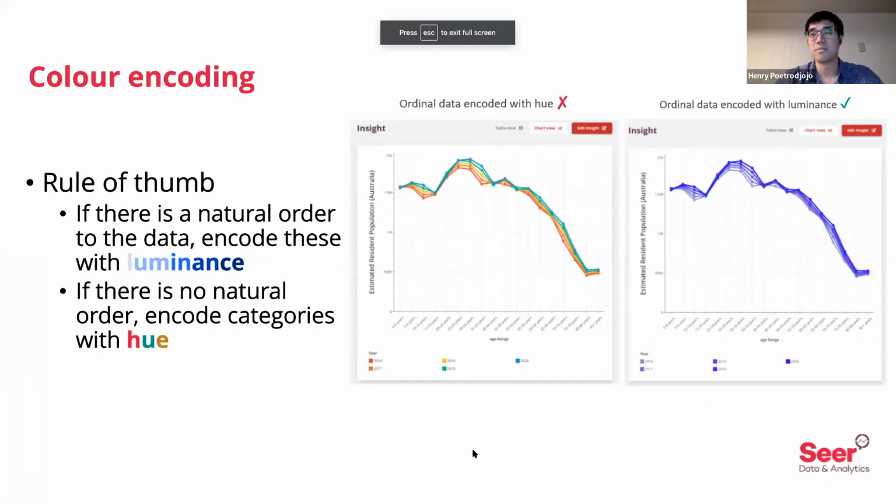So this is just basically the same thing that I showed just now. The general rule of thumb is that if there's a natural order or progression of the data, you should try and encode it with luminance. And that just adds that little bit of extra intuitiveness to it. If there's no natural order to your data, you can try and color by different hues. So what do I mean by that?